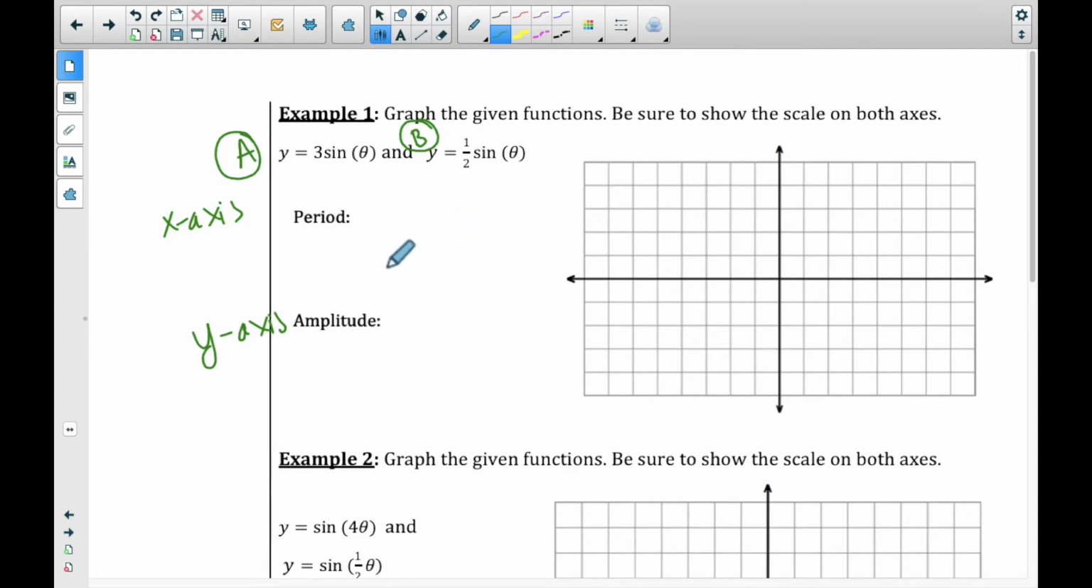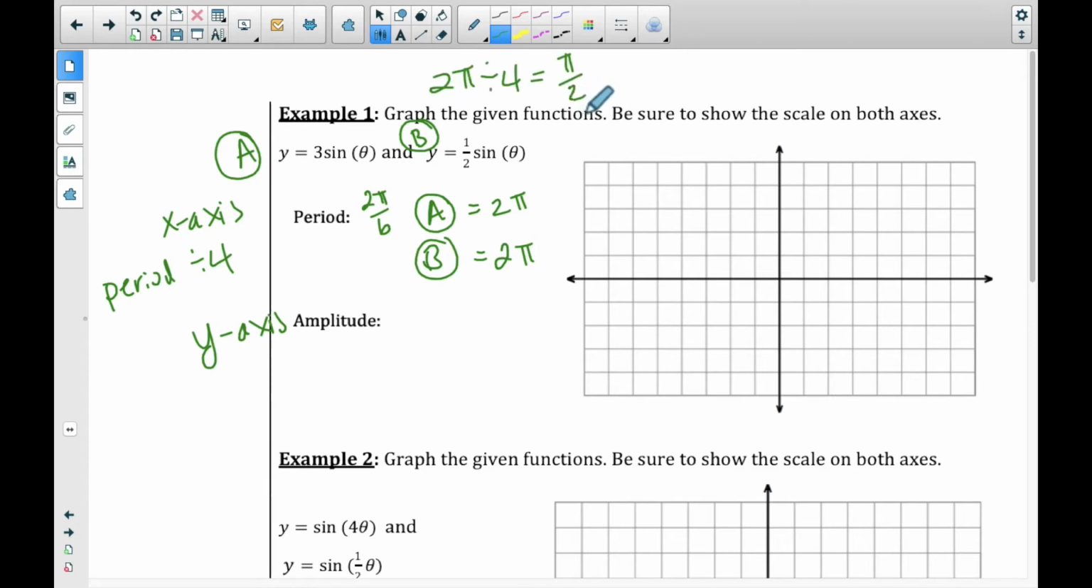Okay, let me tell you what I'm talking about. In this case, the period is always 2π divided by b. B is always the number that's inside there. So for graph A, our period is just 2π over 1. Also for graph B, there's nothing in front of the theta, so once again, the period is 2π. To find out my x-axis, I take the period and divide by 4. And so 2π divided by 4 is π over 2.